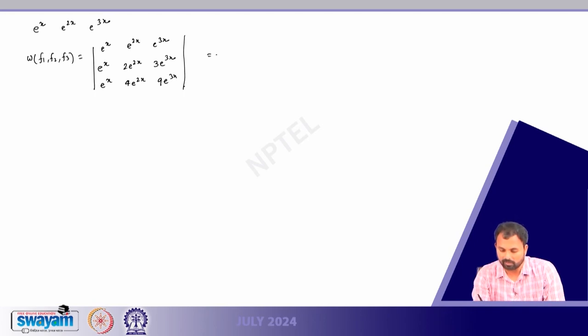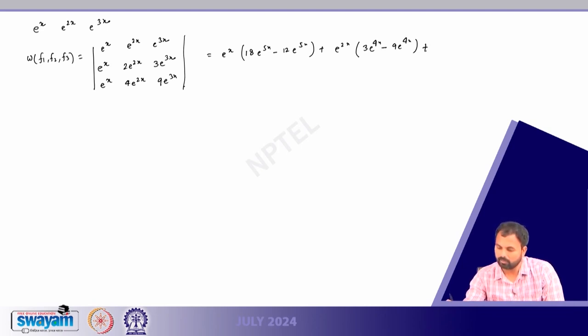So from here, you can calculate e to the power x, and here we'll have 18 e to the power 5x minus 12 e to the power 5x. Then we'll have e to the power 2x. Then we'll have 3 e to the power 4x minus 9 e to the power 4x, and then we'll have e to the power 3x. Then we'll have 4 e to the power 3x minus 2 e to the power 3x, and this will become 6.